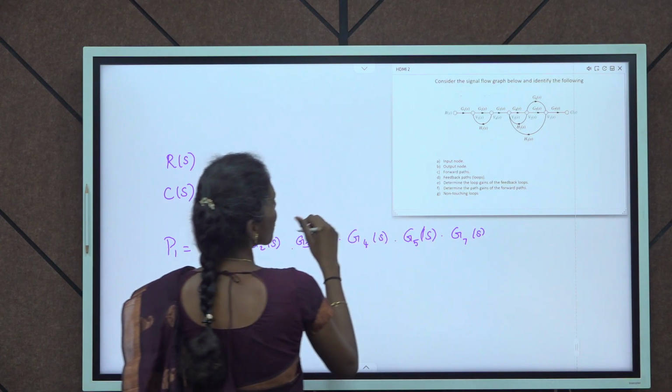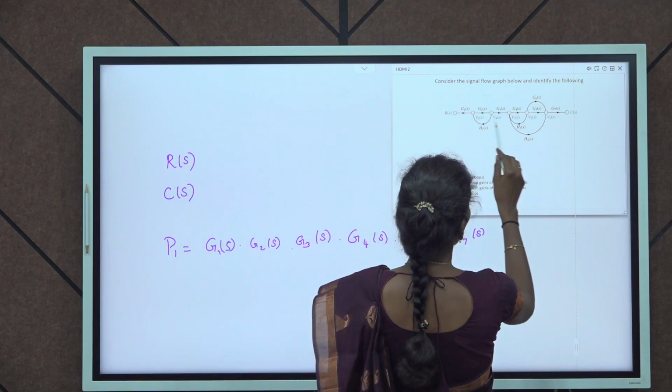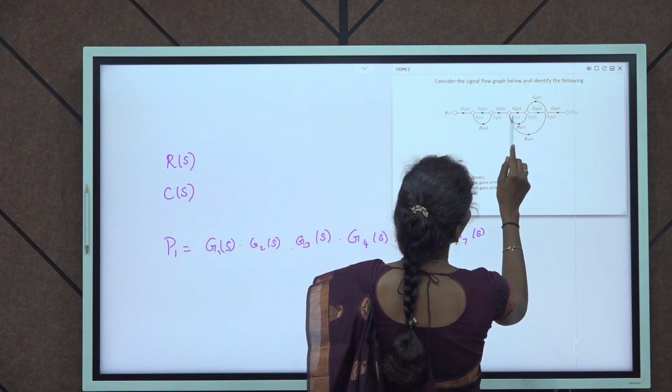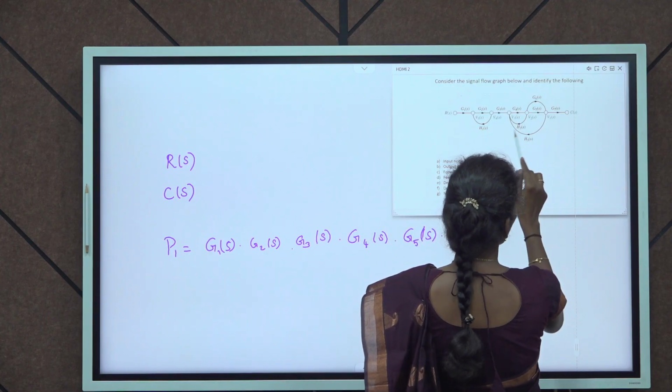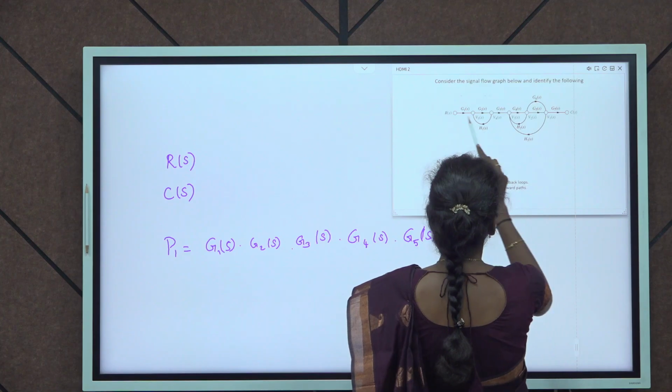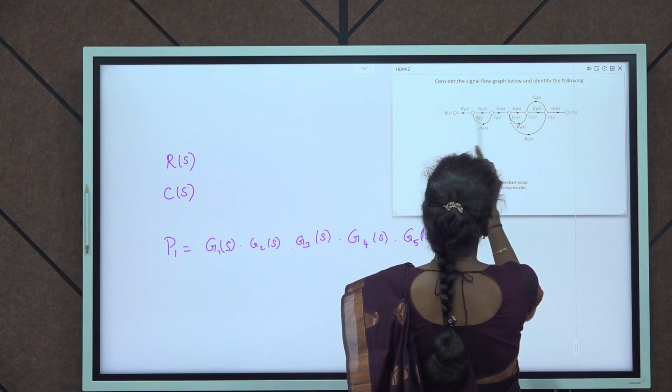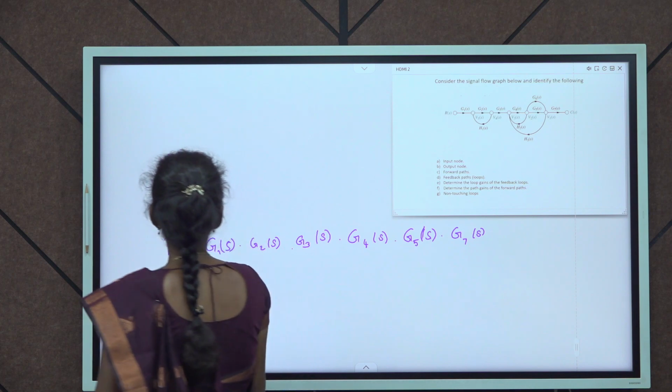And the second forward path, whether it is any possible for second forward path, we have to check with all the nodes. Here it is a feedback, so no need to consider. Here also it's a feedback, here also feedback, but look at this node. It is a forward path. So the second forward path is P2.